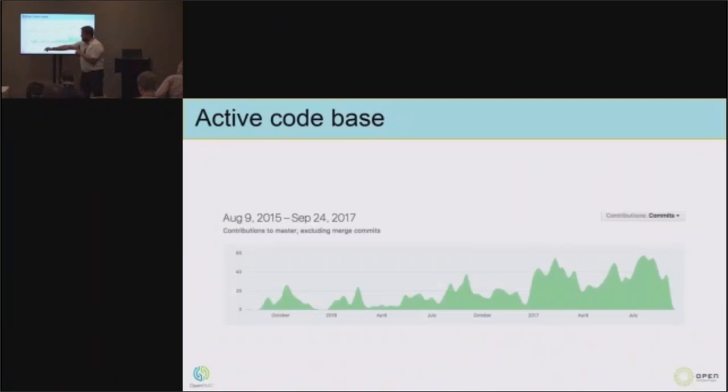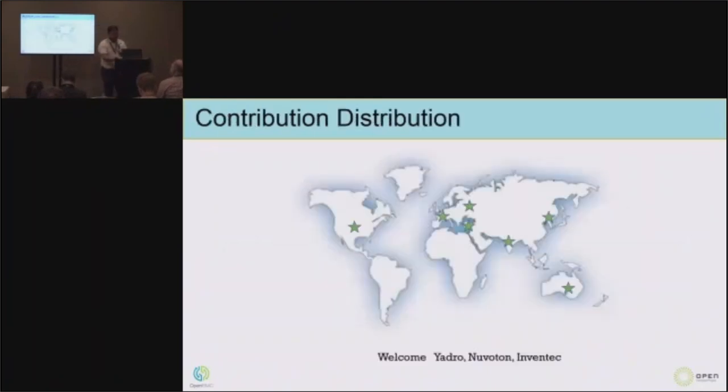Active code base. So this is when we first started. We're putting commits per day, and you can see it's just constantly growing, right? This code base is active. People are using it. Contributions from around the world, right? I like to put this picture in because it's this nice long line of all throughout the day and night, there's always somebody on IRC. There's always development of the OpenBMC project going on. And so we have some new companies that have actually put their name up. Shout outs to Yadro, Nuvoton, and Infotech.